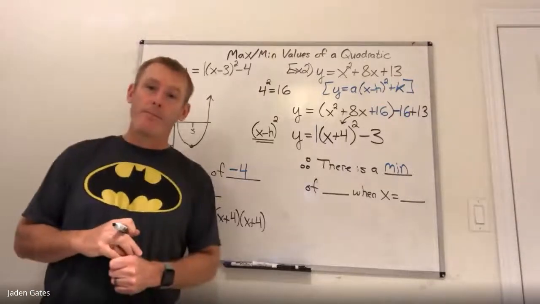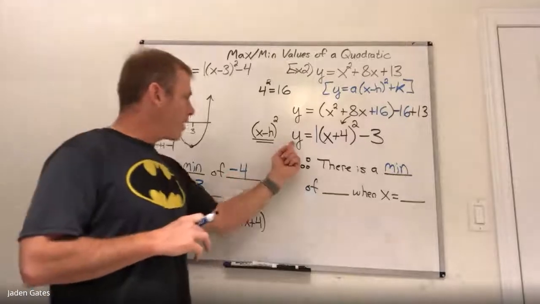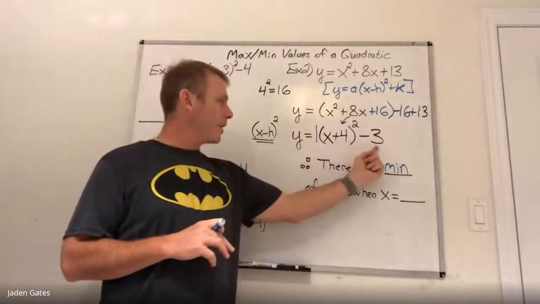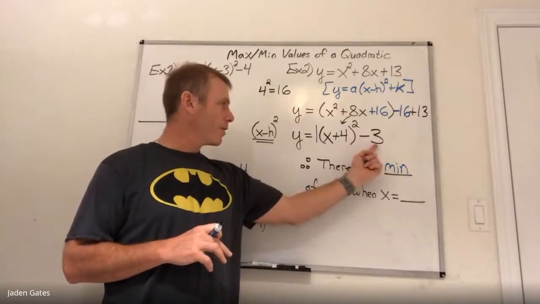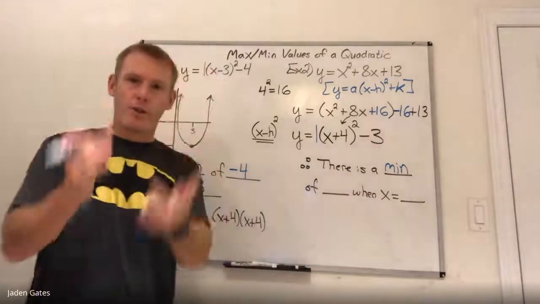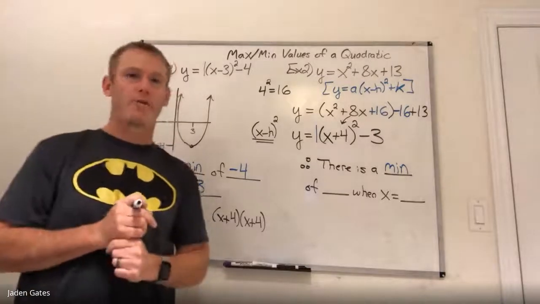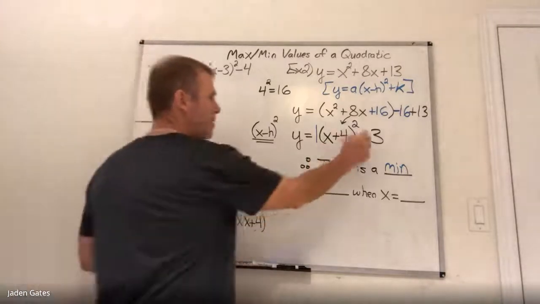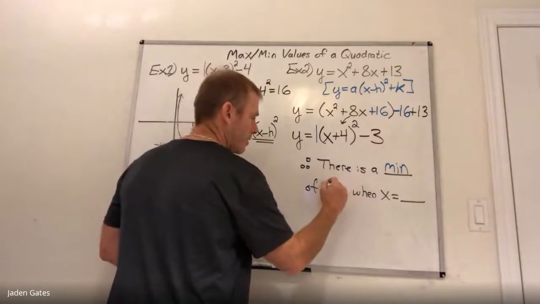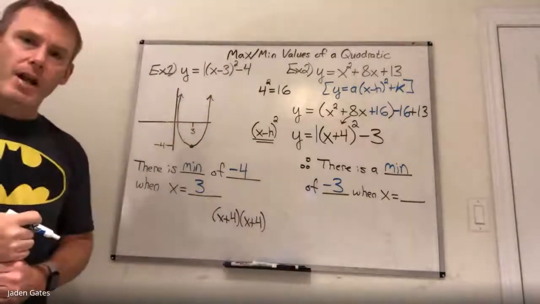Now, how low is that min? Or how high is that min? I guess how low that min is, really. Well, we look at our y number, our vertical displacement, which is our k value at the end. This graph is being shifted. The vertex is being shifted down 3. And again, the vertex is where you have a max or min. So that means that the min is negative 3.